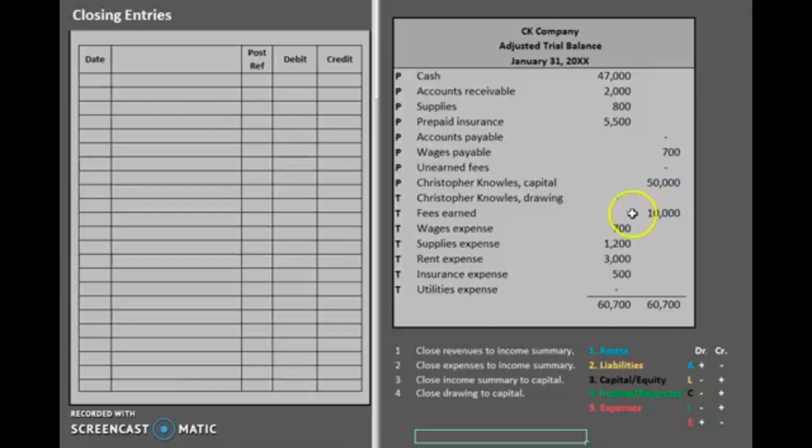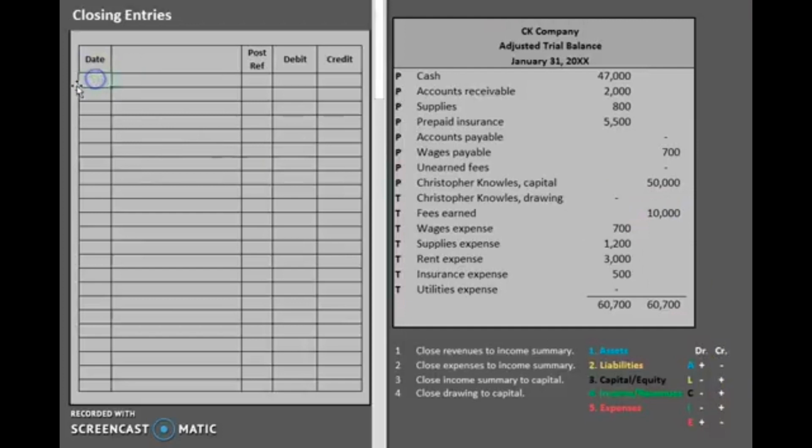Well, we do the opposite. We debit. And also you can kind of look down here. We have a credit as our normal balance, so to get rid of it, we debit. That decreases it. So let's start by debiting that fees earned account for our first entry, $10,000. Now looking at this guidance we have down here, where do we close revenues to? Well, we close it to income summary.